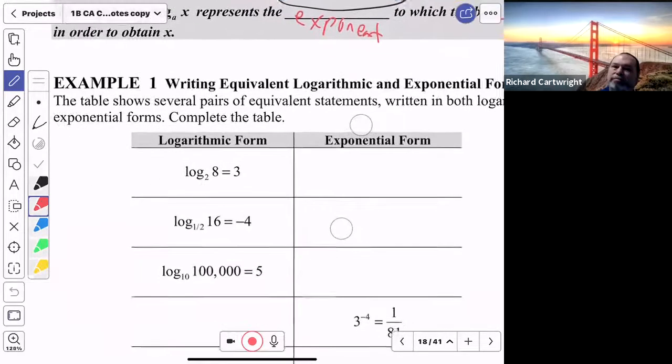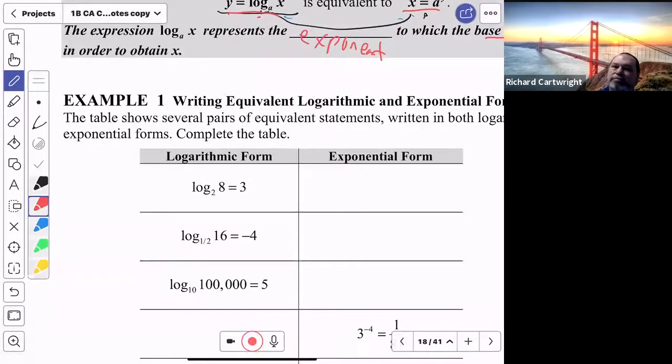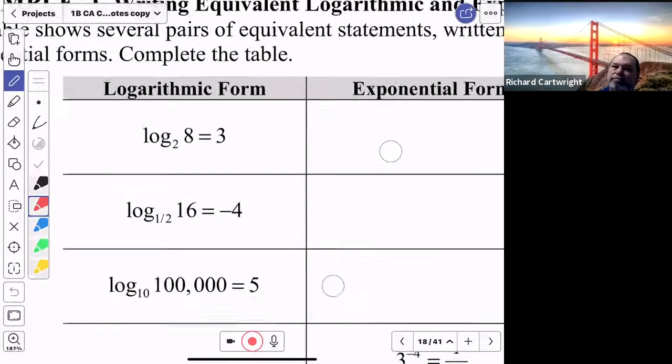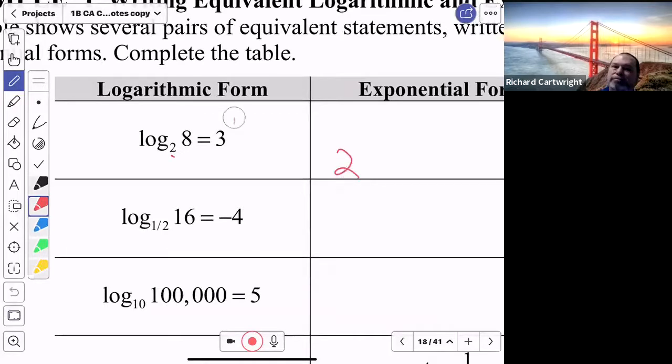Okay. So we take all of these problems that are given to me, I can rewrite them really quick. Base is 2. Exponent is 3. Has to be 8. Oh yeah, that's true. 2 to the third is 8.